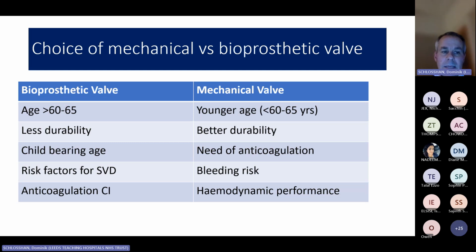Why is that? Because bioprosthetic valves have less durability. If you live long enough, they will fail eventually. Then there are women of childbearing age, because mechanical valves need warfarin, and the risk of that is so great for the patient and also for the fetus. If the patient has risk factors for structural valve degeneration, you have to consider whether to put in a bioprosthetic or mechanical valve, and if there's an anticoagulation contraindication. The things on the other side for mechanical valves are quite obviously the opposite. And as I mentioned earlier, they also have a better hemodynamic performance.